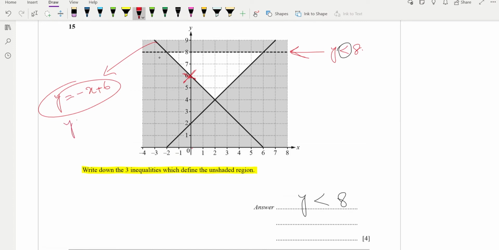So the unshaded portion is y is greater than or equal to minus x plus 6, or we can write over here y is greater than or equal to 6 minus x. This will be the equation for this one.